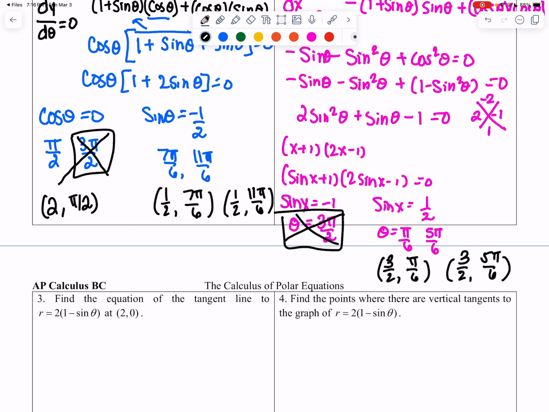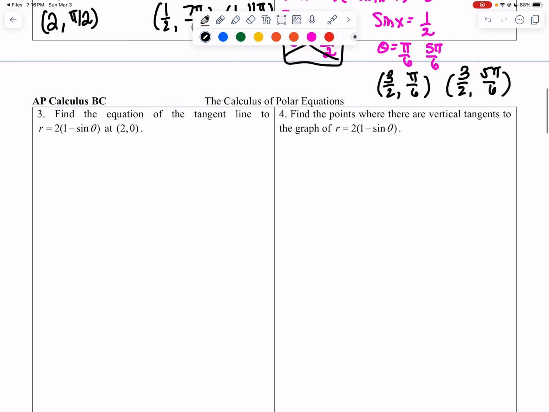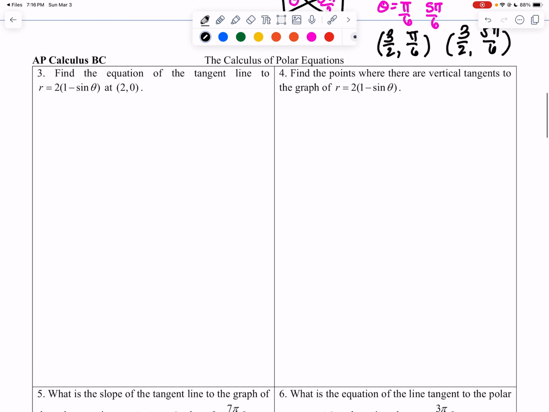All right, let's go ahead and do 3. 3 says, find the equation of the tangent line to r is equal to 2 times 1 minus sine of theta at 2, 0. One thing that you want to note is that 2, 0 is your polar coordinate. So this is r comma theta, not x, y. So this means that your theta is going to be 0.